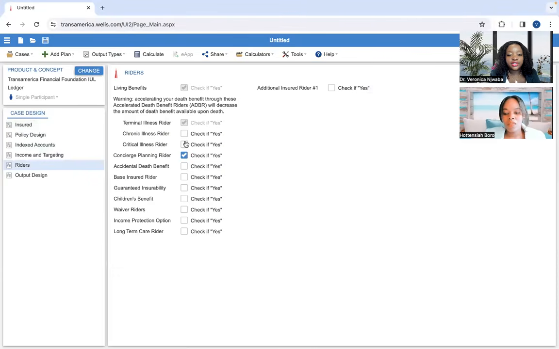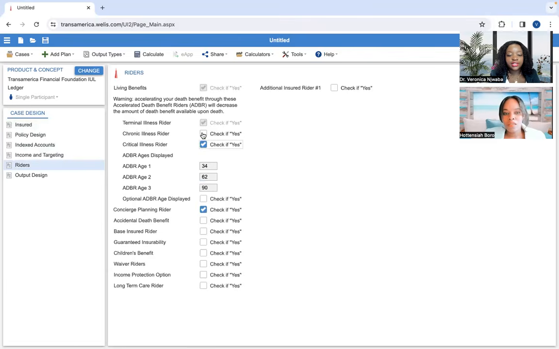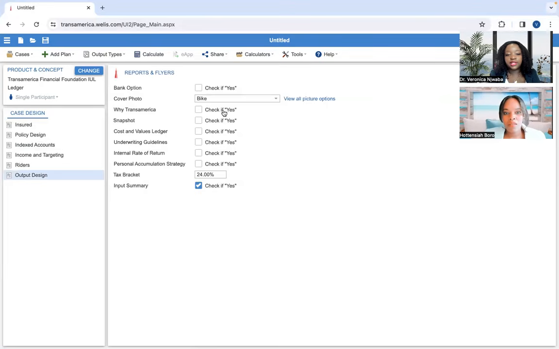As far as riders, these are like add-ons, right? So what else can they add? These, you don't pay for them. They're just complimentary. So if somebody qualifies, then they get it. Now, I'm going to explain that more later. Maybe I might add some statistics there on white Transamerica.